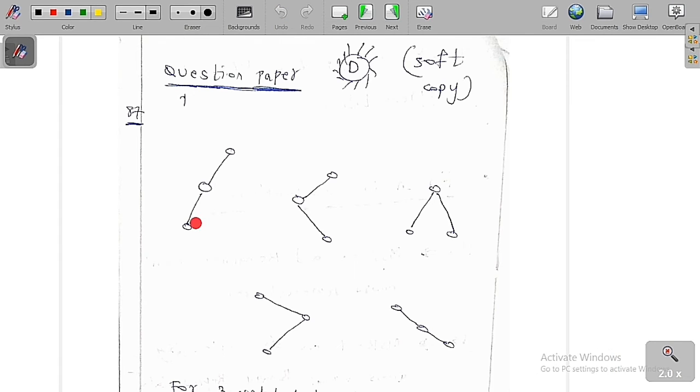You can see clearly these are the 3 nodes. With the help of 3 nodes, we can draw 5 different trees. So you can see this is 1, 2, 3. This is one tree, this is another tree, this is another tree, this is another tree, and this is another tree. So these are the 5 different types of trees we can draw with the help of 3 nodes.